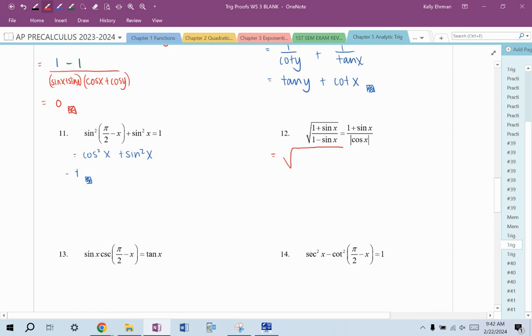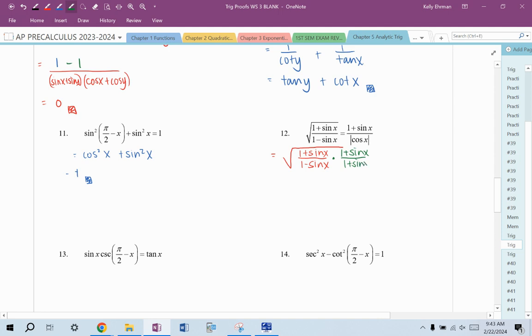Because we're going to keep 1 plus sine x on the right side and it's not under a square root anymore, we're going to multiply by a conjugate, because that's kind of what we do when we have a fraction in terms of sine or cosine and there's nothing else to do. You want to pick the right conjugate. So I want to multiply 1 plus sine x over 1 minus sine x by 1 plus sine x over 1 plus sine x.